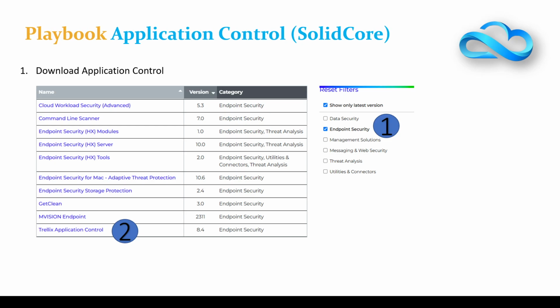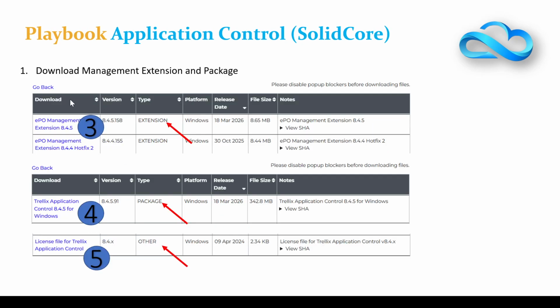First of all, you need to log in on the Trellix website. Then on the right side, just select endpoint security, so it will filter out the security products. Then click on application control, and download the EPO management extension, which is for the orchestrator. Then download the Trellix application control, the latest version available on the site.